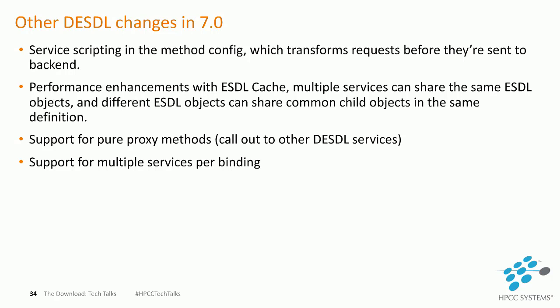There are also other dynamic ESDL changes in SAML. One of the significant ones is service scripting. It is part of the method config, and currently it transforms requests before they're sent to the backend. And there are also performance enhancements with ESDL cache and support for pure proxy methods and support for multiple services per binding.